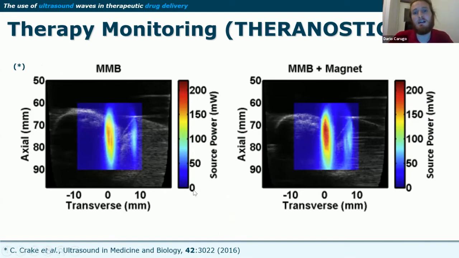And in this particular slide, if we go back to the magnetic targeting approach I mentioned before, what you can also see is that if we compare normal microbubbles on the left-hand side to microbubbles that have been accumulated or targeted using a magnet, the intensity of cavitation is much greater for those that have been targeted using the magnet. That's because we were able to accumulate more bubbles at that particular site where the magnetic field was applied. So this approach that combines therapy with the ability to monitor therapy or diagnose is called theranostics, which is the combination of therapy and diagnostics.